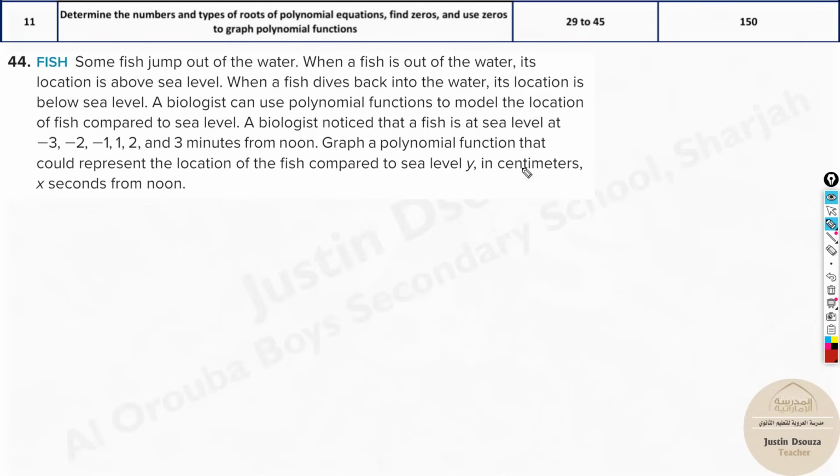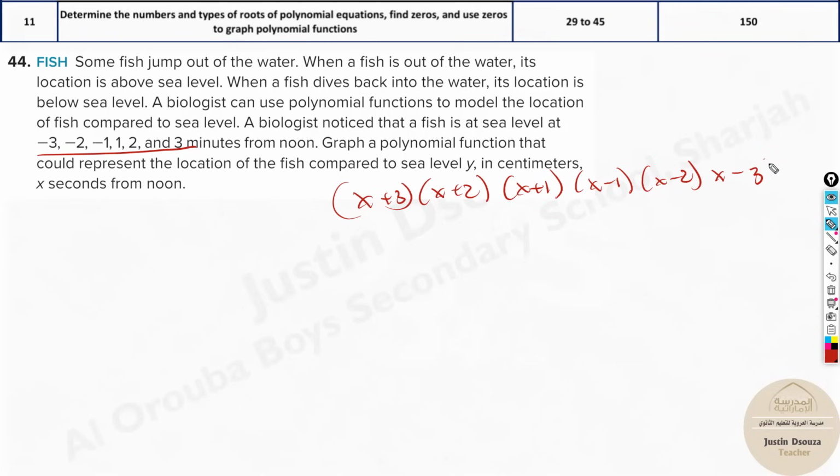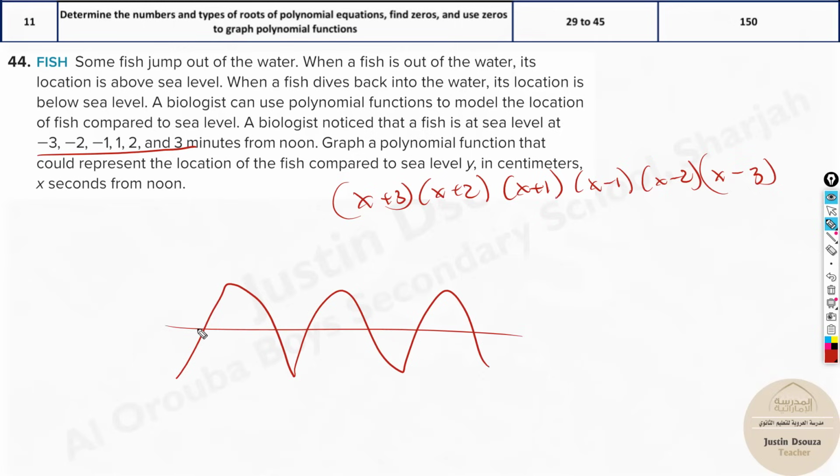Now this is not at all a difficult problem, it's just a lengthy problem. See over here, all these values are the factors. If I write the factors like this, x is plus 2, plus 1, x is minus 1, x is minus 2, and x is minus 3. You have to just multiply them and solve it up because these are at sea level. The fish jumps up, down, right? So these solution points are known. Now we need to know the polynomial function based on that.